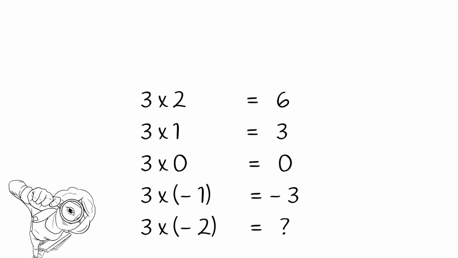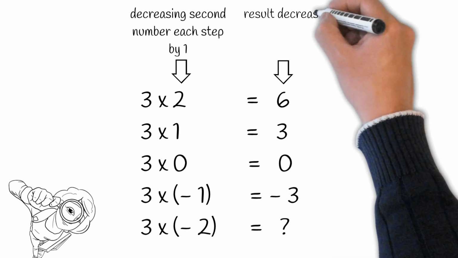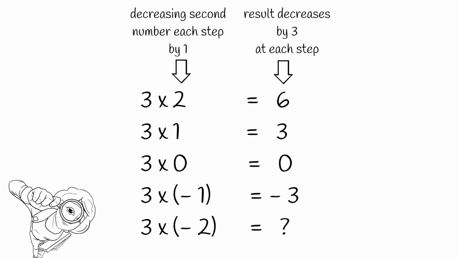To begin, let's take a look at the following sequence. The products are obtained by decreasing our second number at each step by 1. Then we get the results. Do you notice some patterns? The result decreases by 3 at each step. Now, what would be your answer here? Since the result decreases by 3 at each step, we expect 3 times negative 2 equals negative 6.